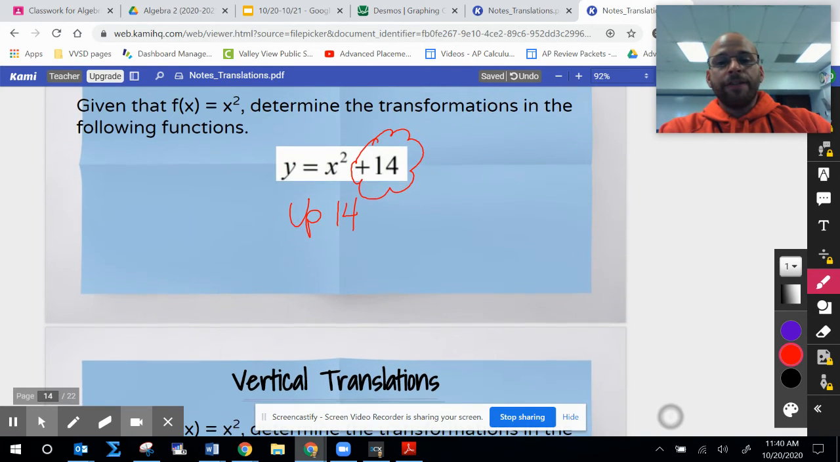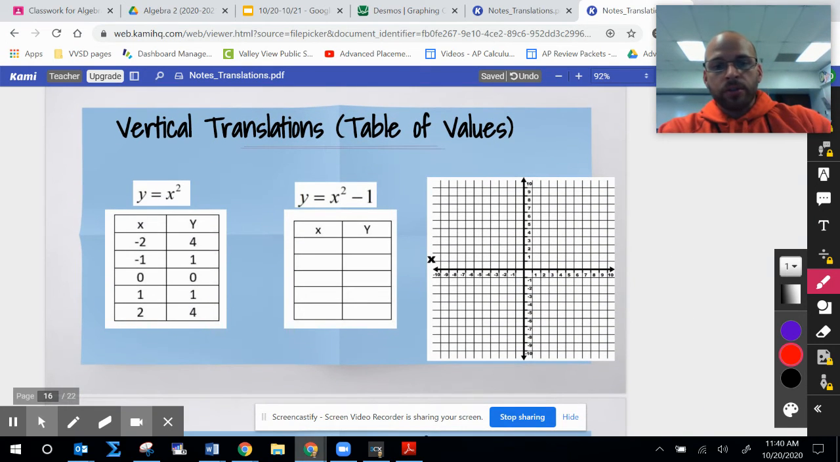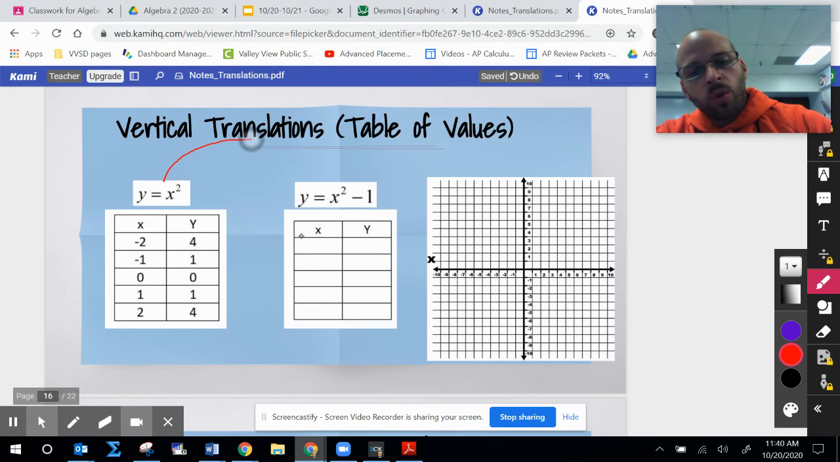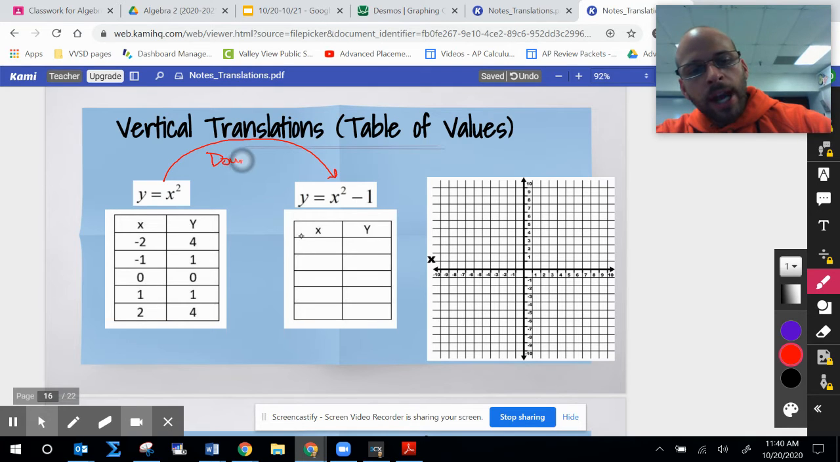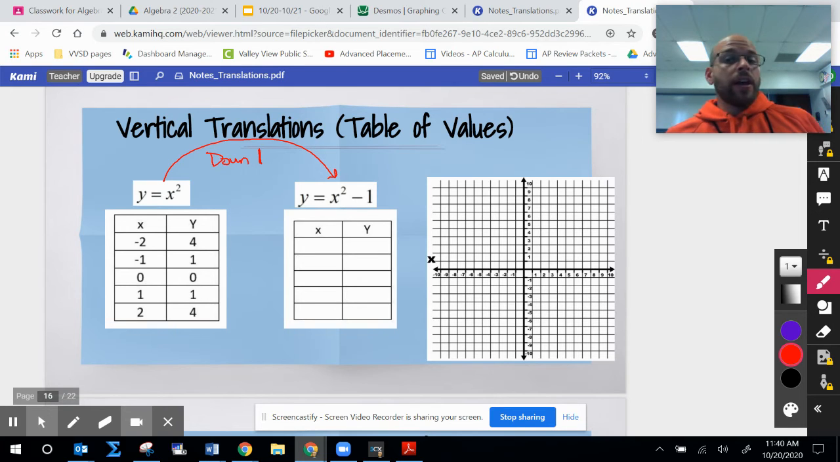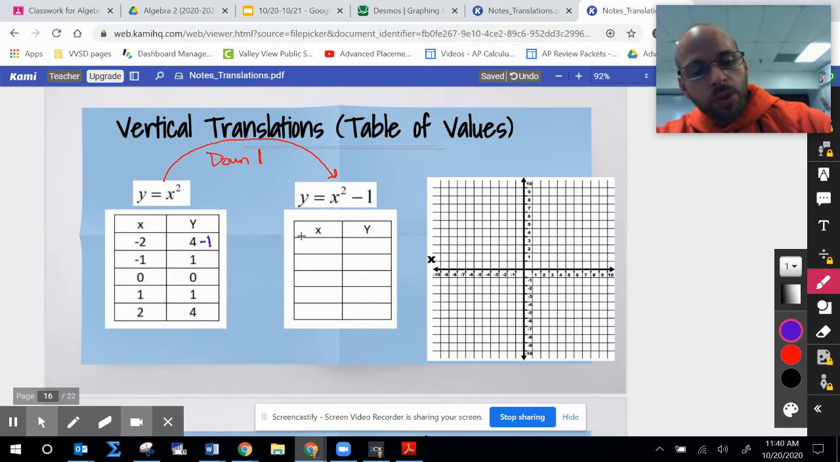So again, we're identifying what the transformation is, but now can we actually apply it to a table of values? So if I go from x squared to x squared minus 1, I know my graph is going to have to go down 1 unit. Well, if I go down 1, the x values no longer change. It's the y values that are going to change. So if I go down 1 unit, I'm going to subtract 1 from all of the y values, which would make this y value 3, 0, -1, 0, 3.